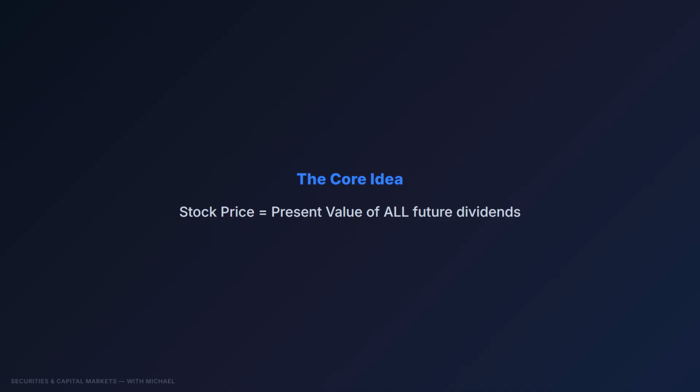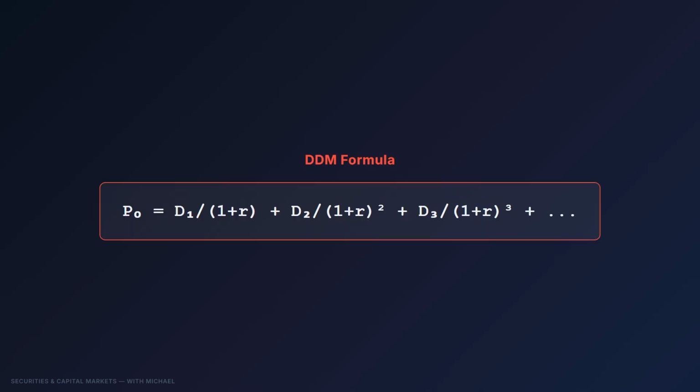Since dividends are the cash flows that shareholders actually receive, the intrinsic value of a stock is the present value of all its expected future dividends, stretching out to infinity. The DDM formula says that the stock price P0 equals the sum of all future dividends discounted to present value. D1 is next year's dividend. D2 is the dividend in year 2, and so on. The discount rate R is the required rate of return, which reflects the risk of the stock.